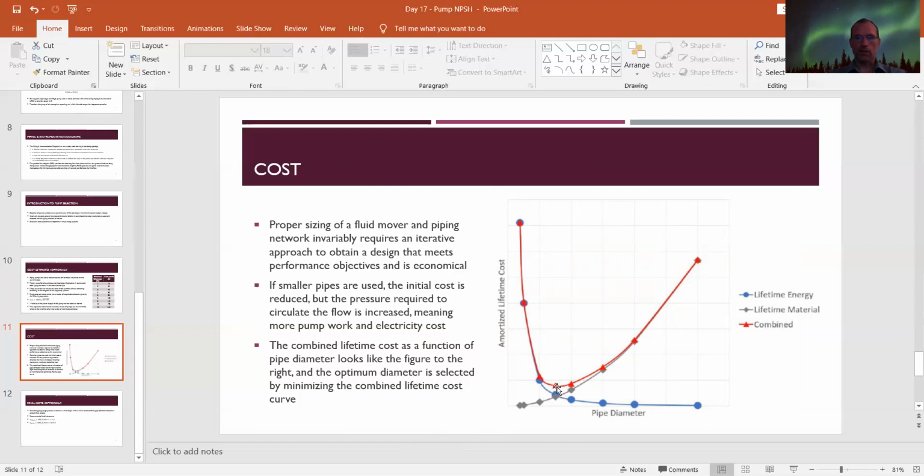But what we really want to look at is the combined lifetime costs, so both the energy and material put together. Basically these two curves, green and blue curves added together, give us the red curve. And this red curve is really what indicates the overall cost in terms of pipe diameter. And you can see that it has a fairly substantial minimum right here. And so that's going to be the most cost-effective region in terms of my piping network. So I want to look at somewhere in the neighborhood of this diameter pipe to minimize the overall lifetime cost of the system.